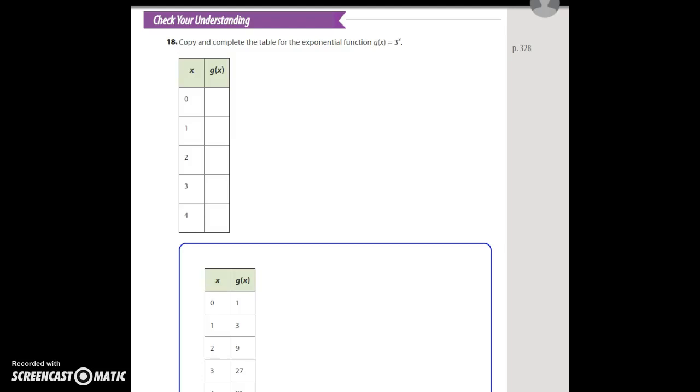Hello. Here in this video we're going to check through our answers for the group work. Starting with 18, where it said to copy and complete the table for this exponential function, g of x is equal to 3 to the x.